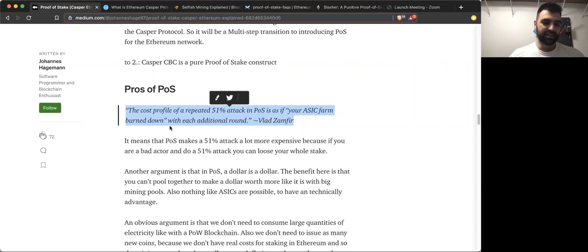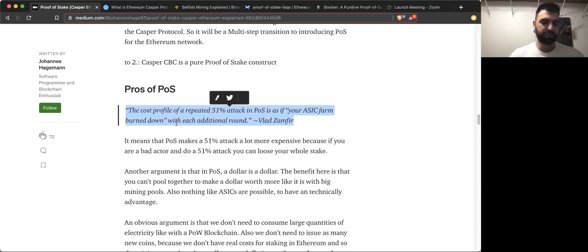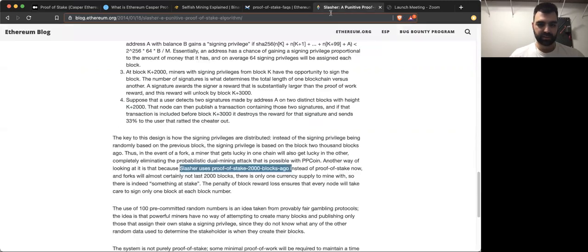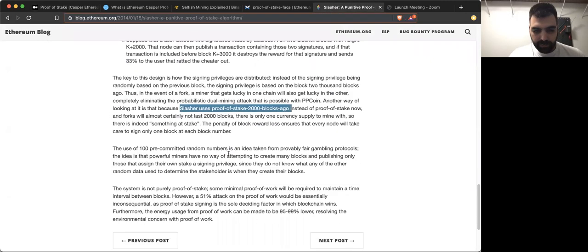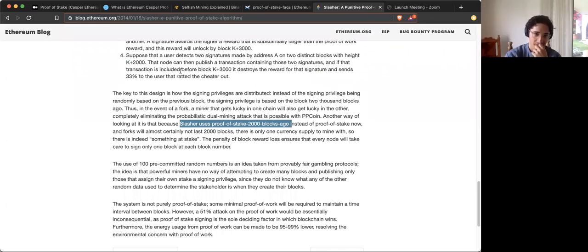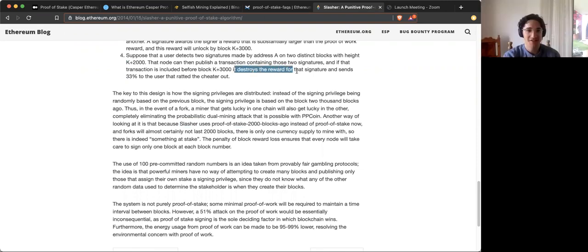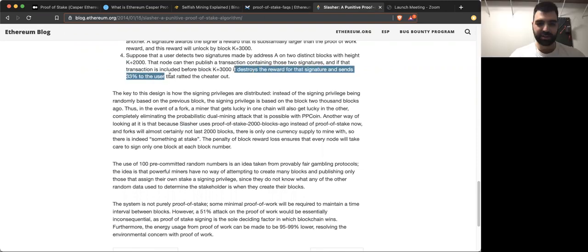Is there an incentive for people to do this ratting out? Yeah, they get 33% of the stake, I think. Okay. Something like that. How do I feel about this? I'm not sure I feel good about this. So you see here, it destroys the reward for the signature and sends 33% to the user that ratted the cheater out.